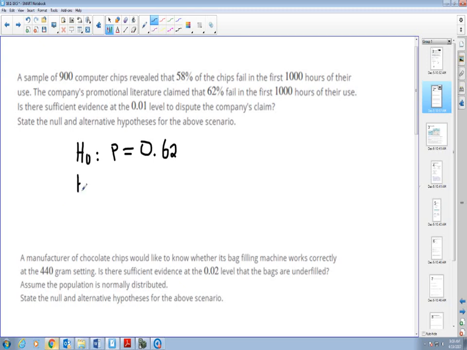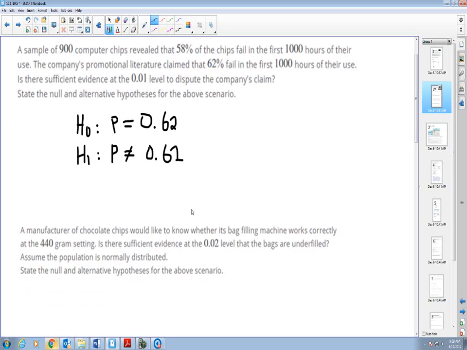So what are we saying? The problem never indicated whether it is greater than or less than the 62%. So when they don't do that, we say it is not equal to 62%. Okay, so this 58% right here is actually a sample of 900 computers. What we need to test is what they are saying. Okay, all right, let's do another one. Maybe it'll make a little bit more sense.